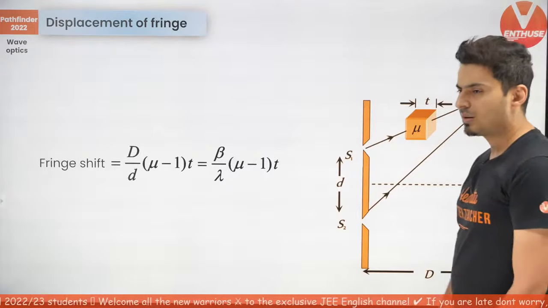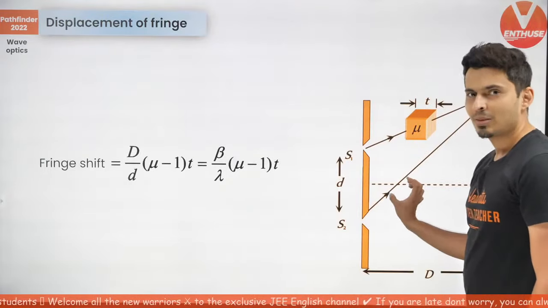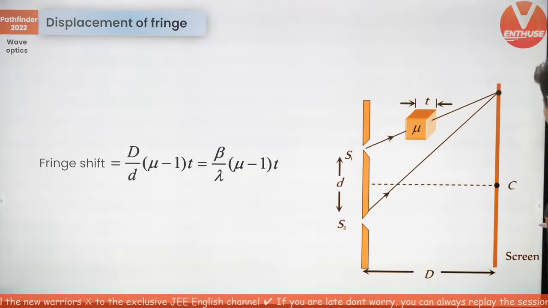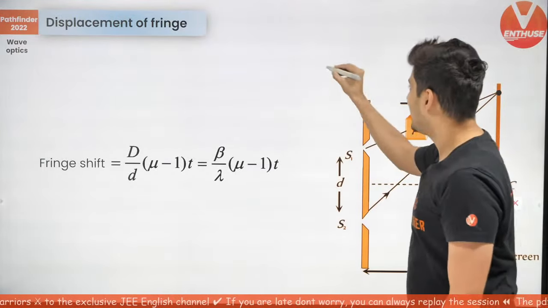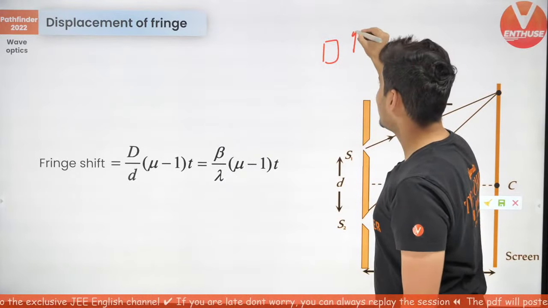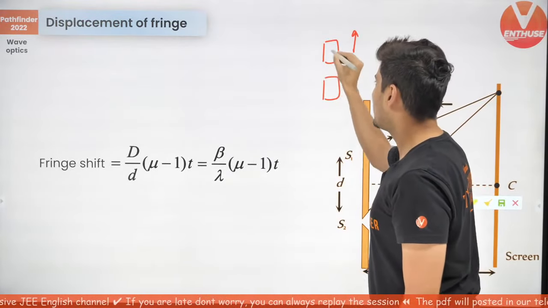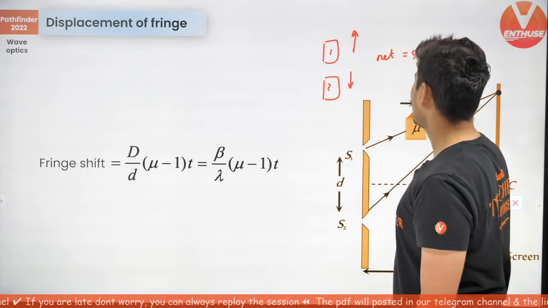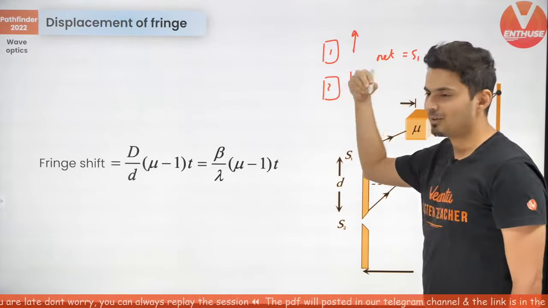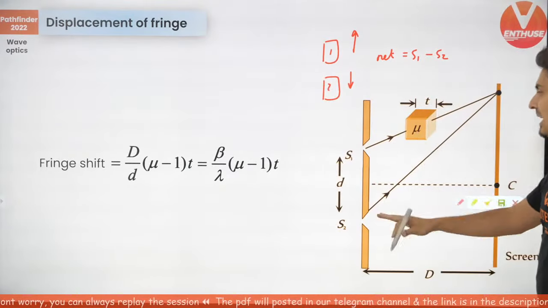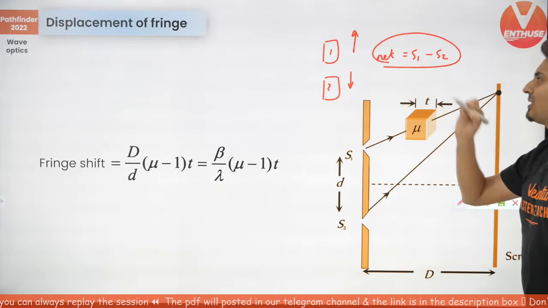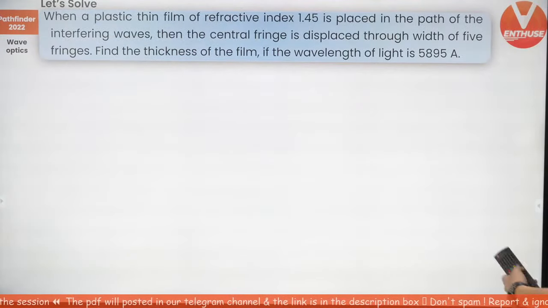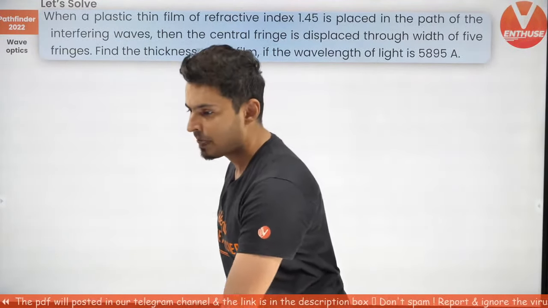And you might ask, sir, what if there are two slabs? Well, each slab will produce a different shift. So for example, if you have slab 1 over here, it will create a shift here. Slab number 2 will create a shift here. So the net shift will be shift 1 minus shift 2. So if there are two slabs, that's how you calculate the net shift. As easy as that. Okay? Fair enough. Let's solve a question based on this.